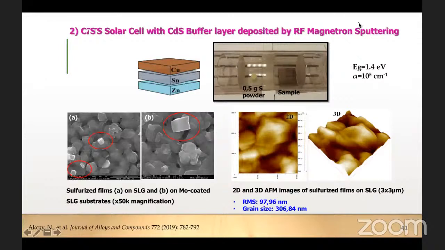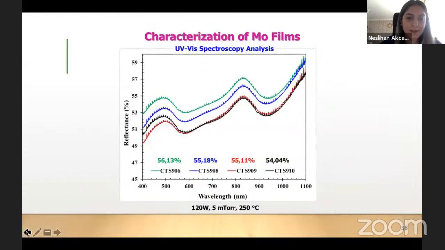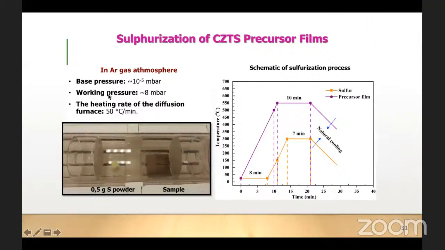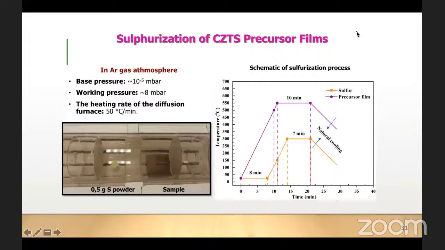Right, but in that slide where you were comparing the temperatures and the pressure, could you tell me which would be the better distribution? The temperature is about 550 degrees Celsius for the sulfurization process, and the working pressure is about 8 millibar. 8 millibar, okay. But before the process, we purge the sulfurization system at a base pressure of approximately 10 to the minus 5 millibar. Okay. Thank you, Doctor.